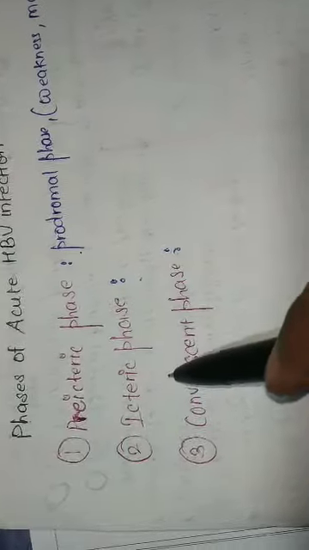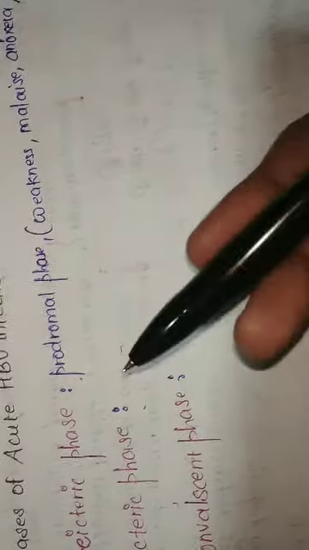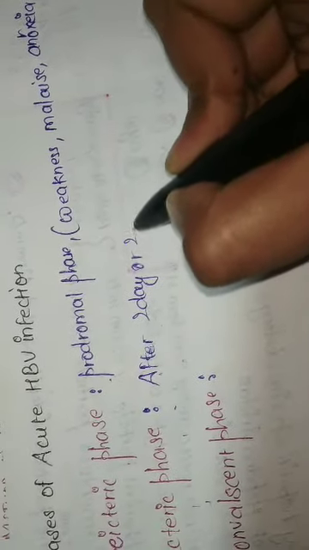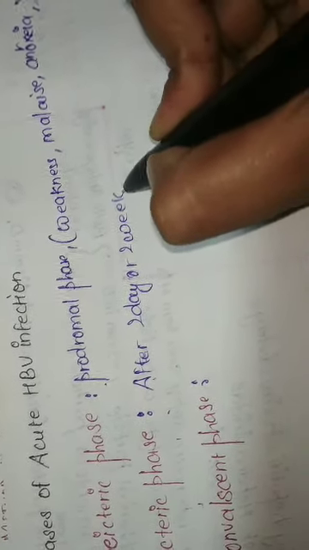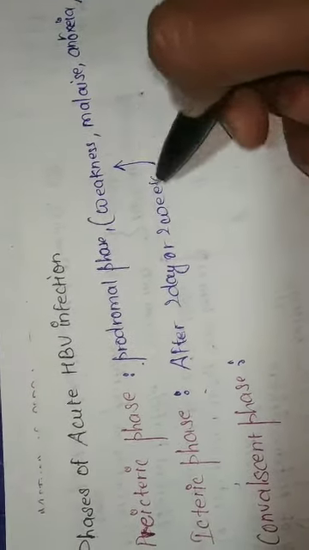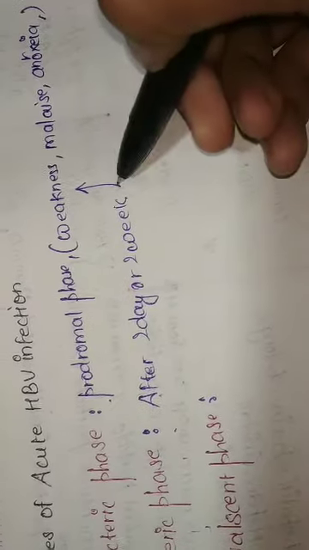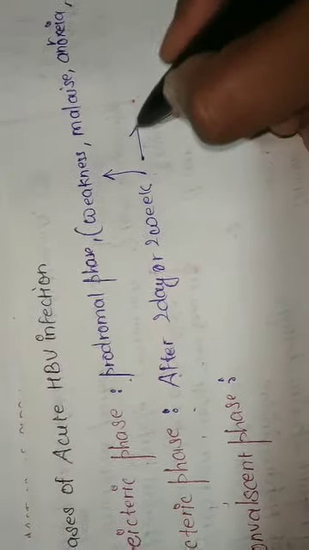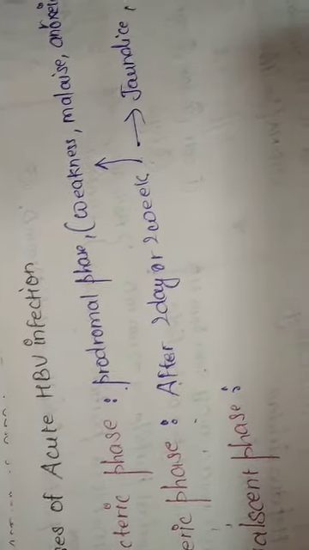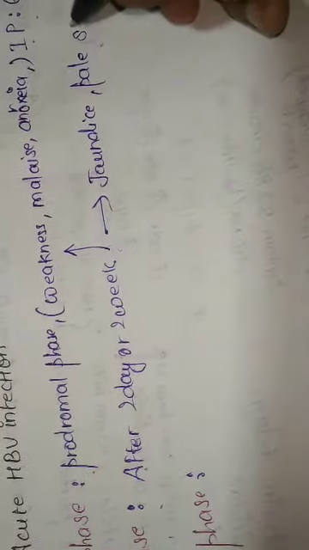And while talking about the icteric phase, this phase occurs after 2 days or 2 weeks following the periicteric phase symptoms. Same symptoms. During this phase, the patient develops jaundice, pale stools, and dark urine.